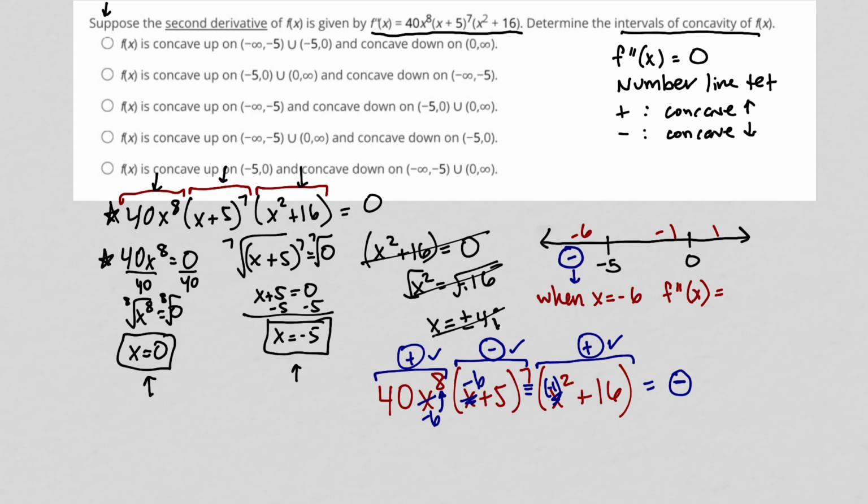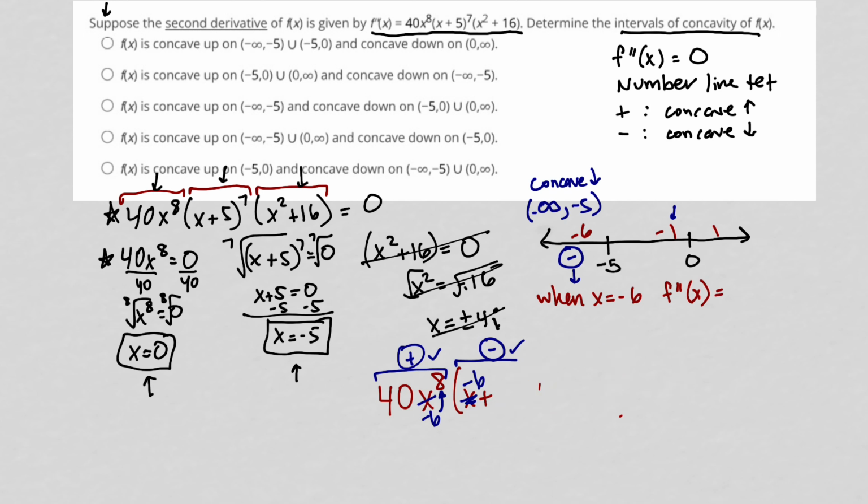So what is this region? Well, this is everything between negative infinity to negative 5. We expect all of that to be concave down. Now let's try this negative 1. Let's try this number here. So let me just erase this. So we're going to plug negative 1 into our second derivative.